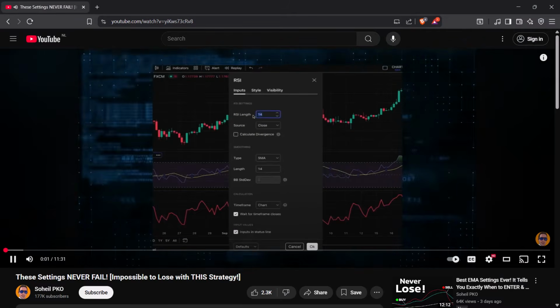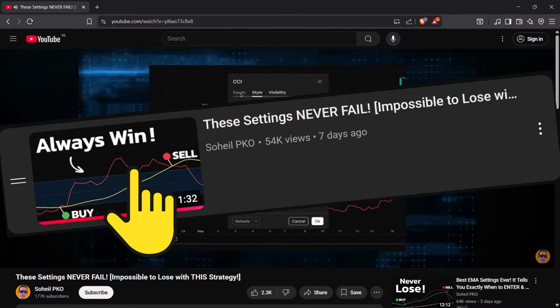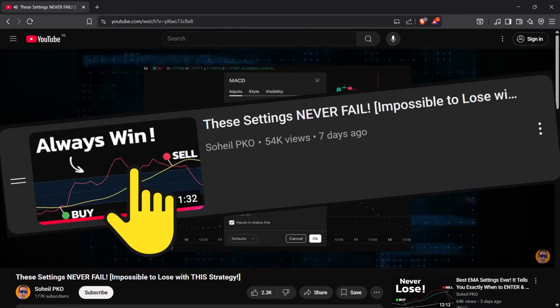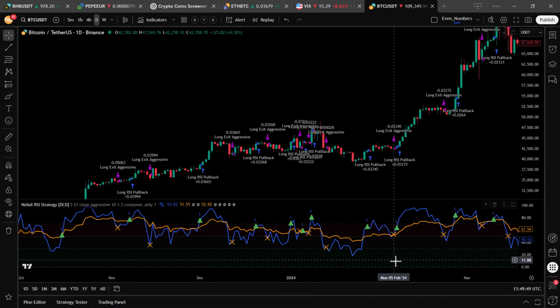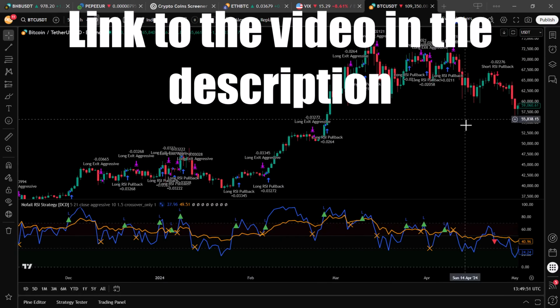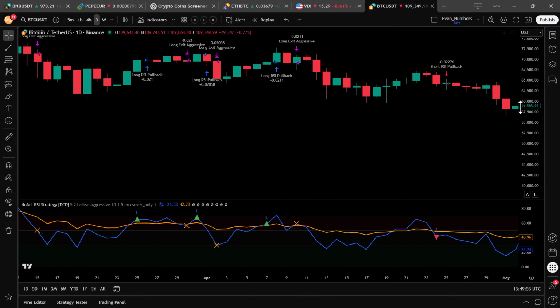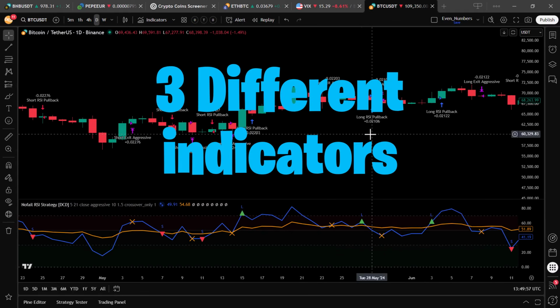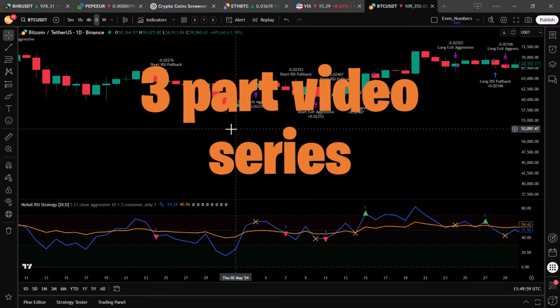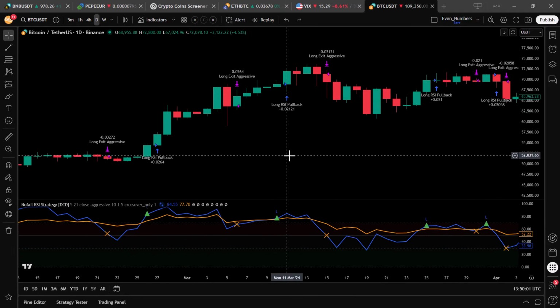The source of this strategy is this YouTube video that claims that these settings never fail, and it's impossible to lose with this strategy. Now these are very bold statements and we will soon find out if this is really the case. The link to that video is in the description. And there are actually three different types of entry signals presented using three different indicators. Therefore this time I will make a three-part video series about this single source.